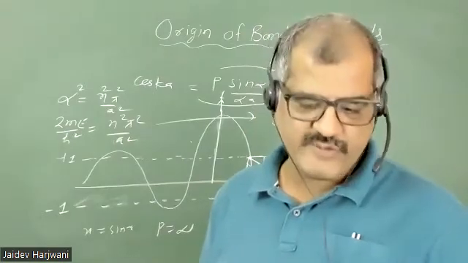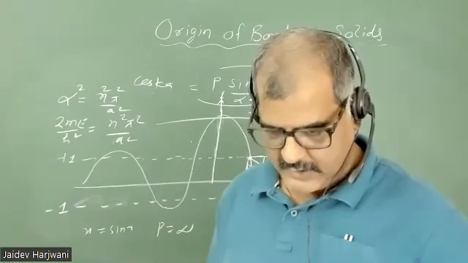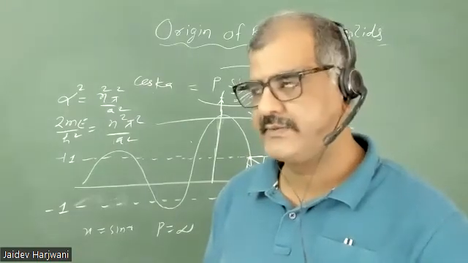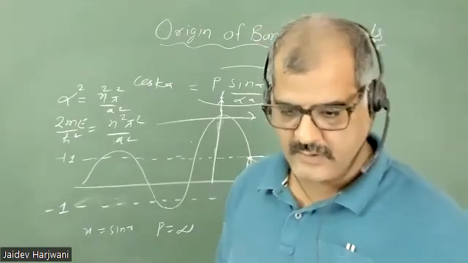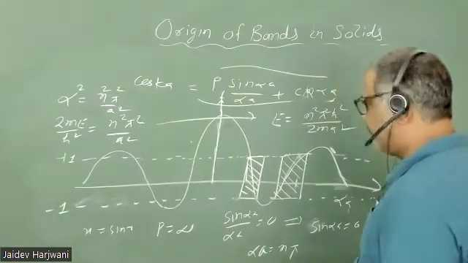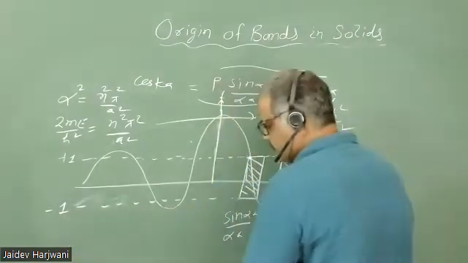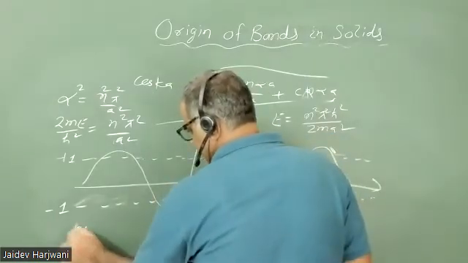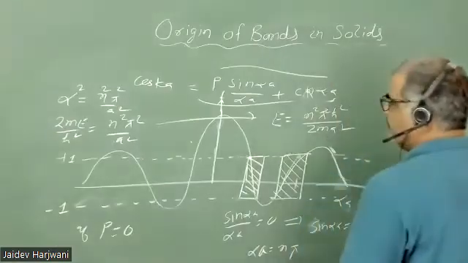Now if I take P equal to 0, what do you expect? If you put P equal to 0, the potential is 0. The forbidden gap vanishes. Then you should have free particle like behavior, right? So if I take P equal to 0, then what will it become?